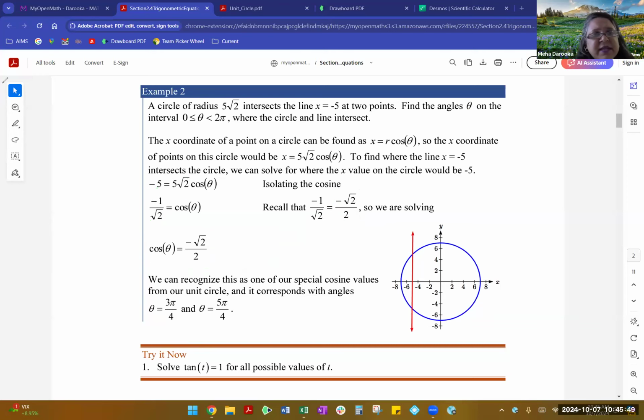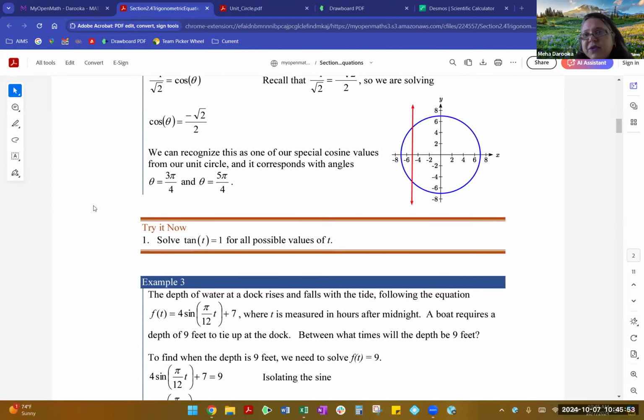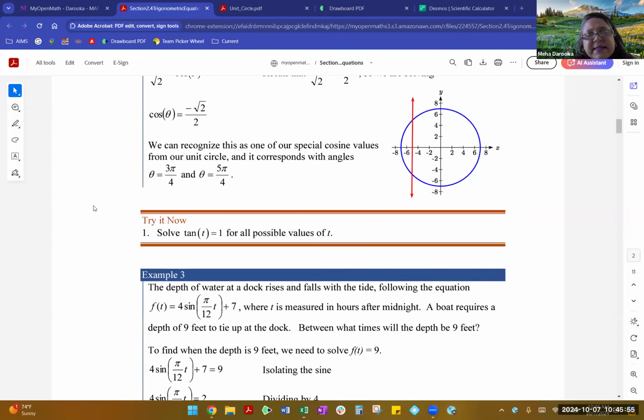All right, so let's try and apply this same idea to our example over here. So you can see, try it now. They're asking us to find tangent of t is equal to 1 for all possible values of t. So here we're definitely looking at the period and the multiplicity, right? Because it's all possible values of t. So this is tangent of t is equal to 1. So what do you think this should come out to be?